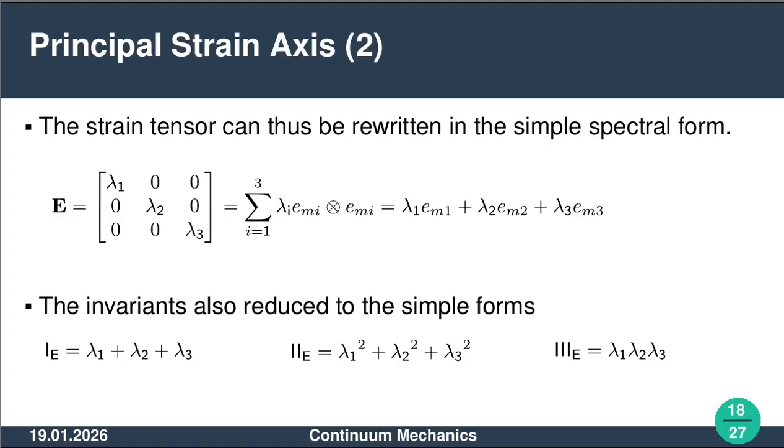Also, the invariants can simply be rewritten as I1(E) equals lambda 1 plus lambda 2 plus lambda 3, I2(E) equals the square of lambda 1 plus the square of lambda 2 plus the square of lambda 3, and I3(E) is lambda 1 times lambda 2 times lambda 3. Bear in mind that this rule is applicable to all symmetric tensors. So we can rewrite in spectral form a lot of quantities we've seen until now, and we can, for instance, easily calculate products, exponents or roots of tensors and their derivatives.